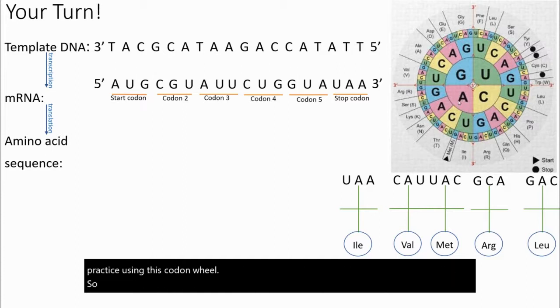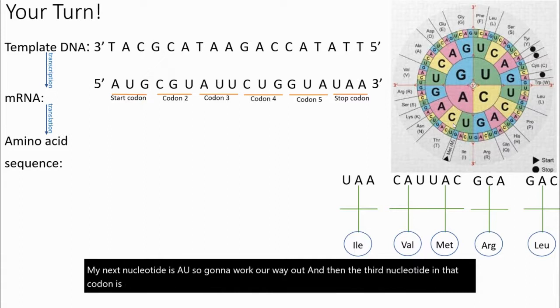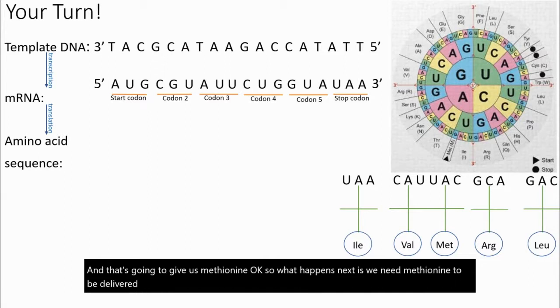So remember, you always start in the center. So here's the A. My next nucleotide is a U, so we work our way out. And then the third nucleotide in that codon is G, which is right here. And that's going to give us methionine, okay? So what happens next is we need methionine to be delivered to the ribosome.